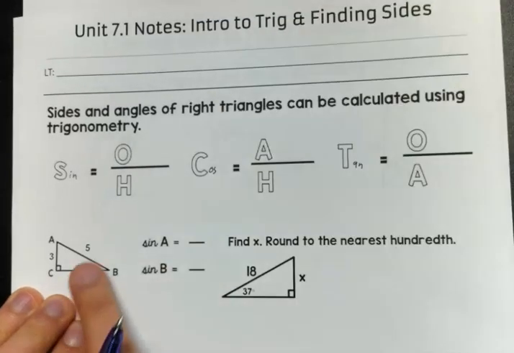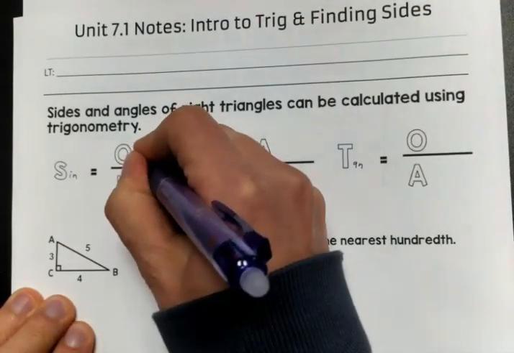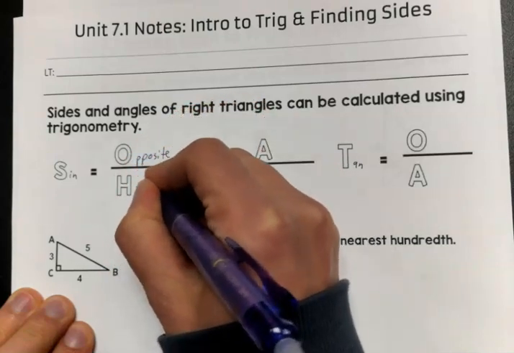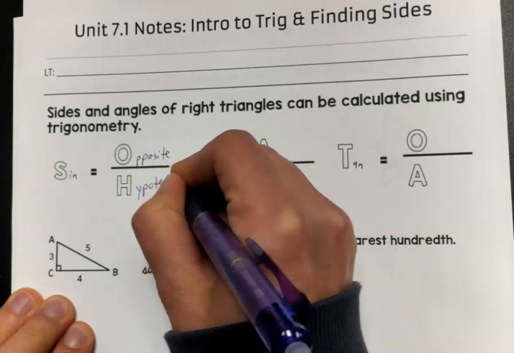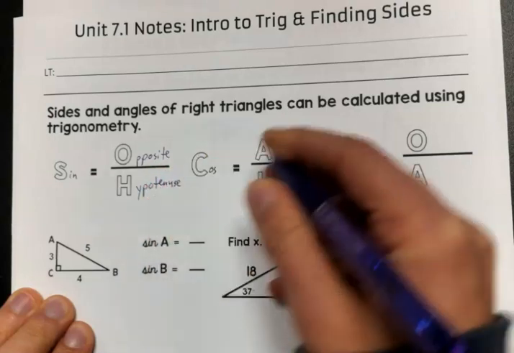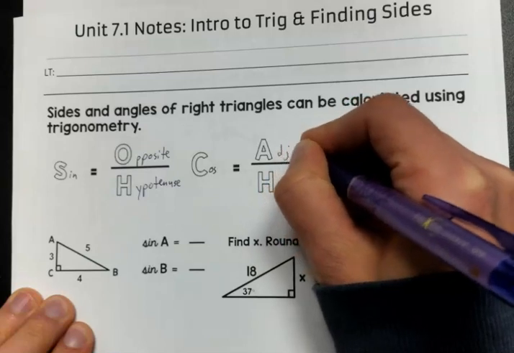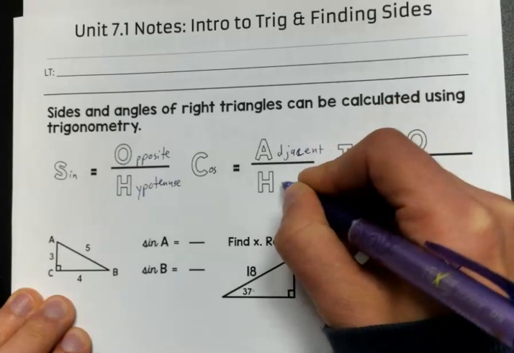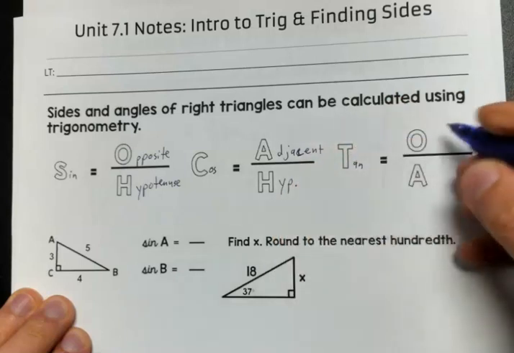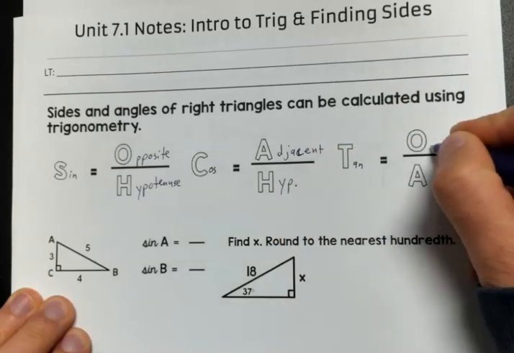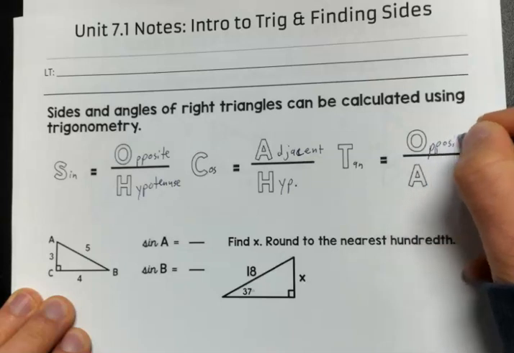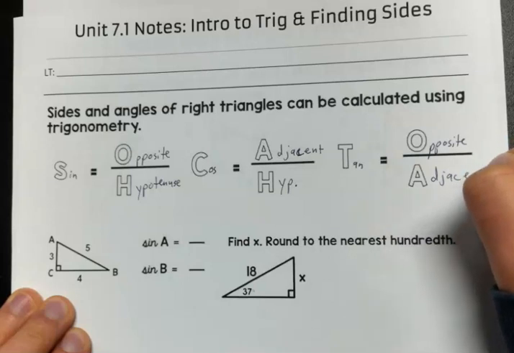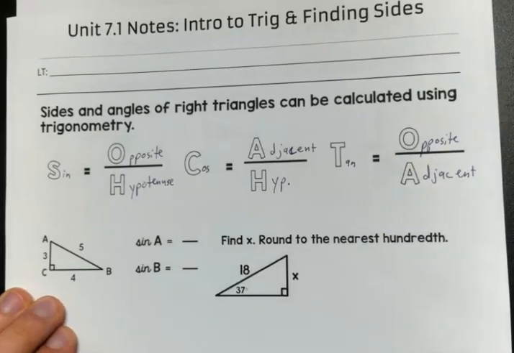And sine is opposite over the hypotenuse. Cosine is adjacent over the hypotenuse. And tangent is opposite over the adjacent. All right, so how do we even use this?